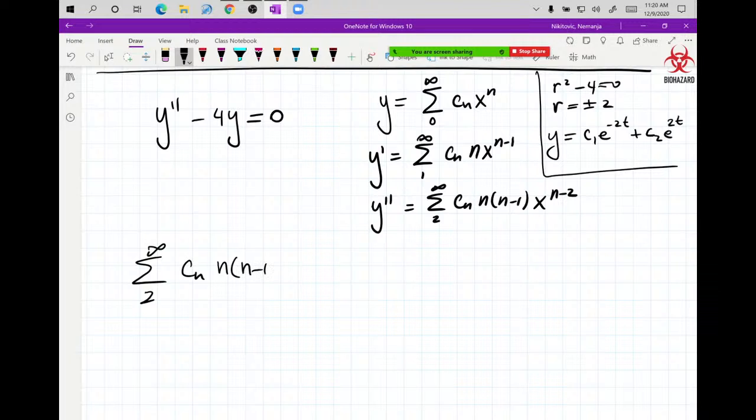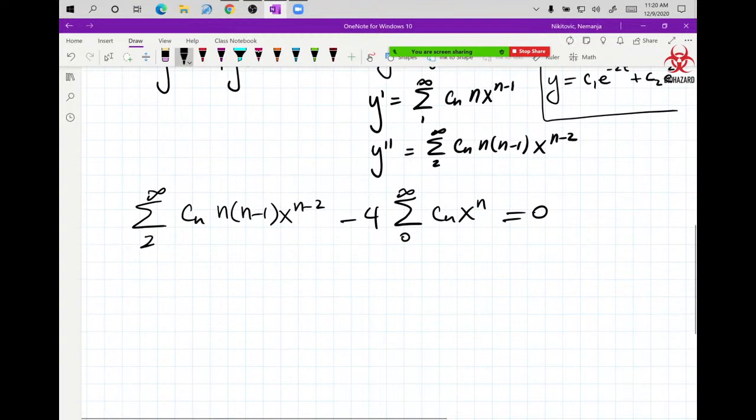All right, so instead of y prime, we have our summation like this, and then we have c_n n(n minus 1) x^(n minus 2) minus 4 times the summation from 0 to infinity of c_n x^n equal to 0. Now, we need to put these two together, and the way to do that is to make them start at the same counter, and also let them have the same exponent on x.